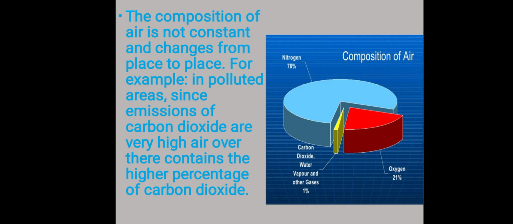For example, in polluted areas, since emissions of carbon dioxide are very high, air over there contains a higher percentage of carbon dioxide. As you can see, in the composition of air, the highest amount is 78%, that is nitrogen. We have 1% of carbon dioxide, water vapor and other gases, and we have 21% of oxygen.